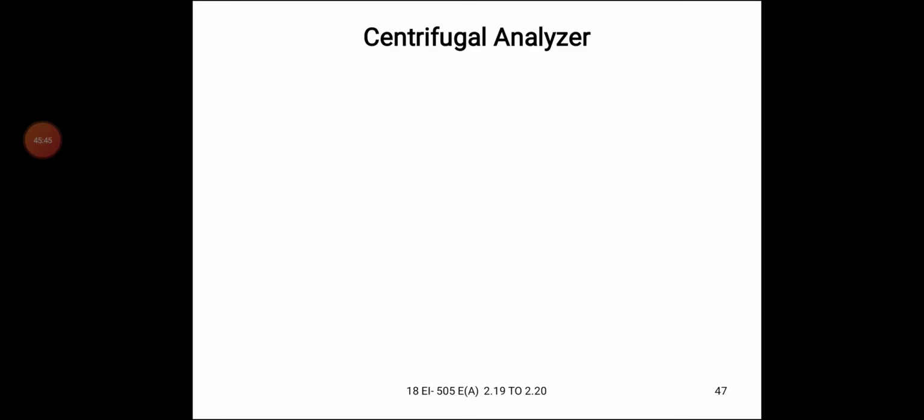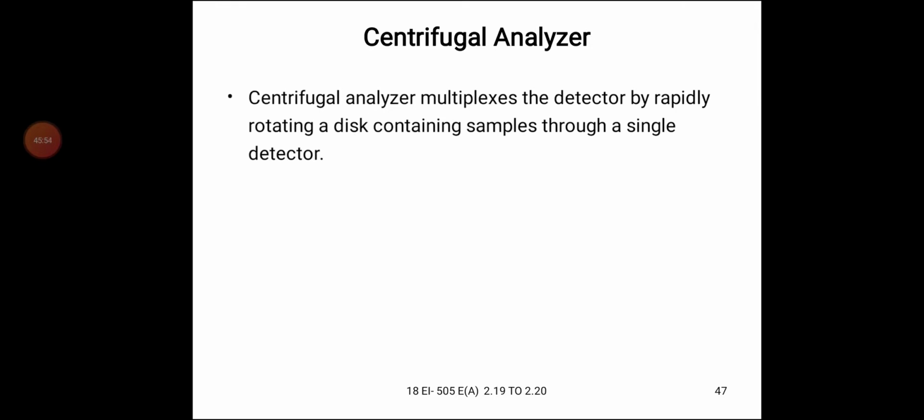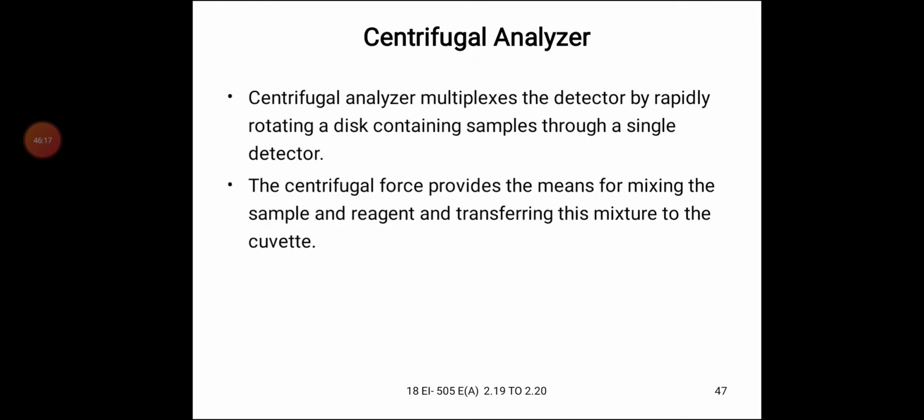Centrifugal analyzer. The third type of analyzer is the centrifugal analyzer. A centrifugal analyzer multiplexes the detector by rapidly rotating a disc containing a sample through a single detector. Here the rotation of the disc, or centrifugal force, is used for movement of the disc. The centrifugal force provides the means for mixing the sample and reagents and transferring this mixture to the cuvette.